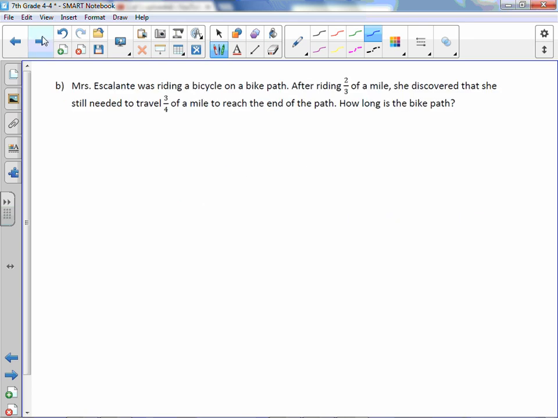Mrs. Escalante was riding a bicycle on a bike path. After riding 2/3 of a mile, she discovered that she still needed to travel 3/4 of a mile to reach the end of the path. How long is the bike path? Well, what she traveled versus what she still needs to travel, if we add those together, that would make our total distance on the bike path.